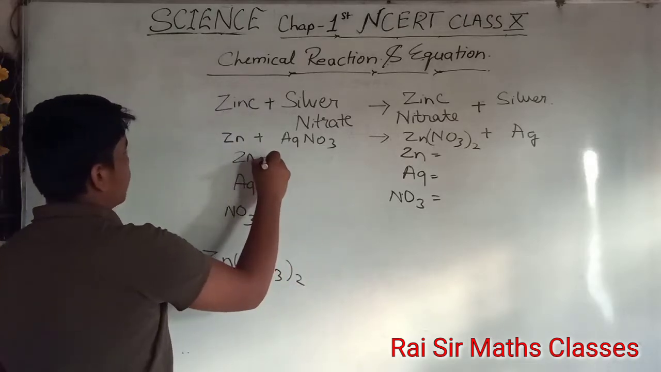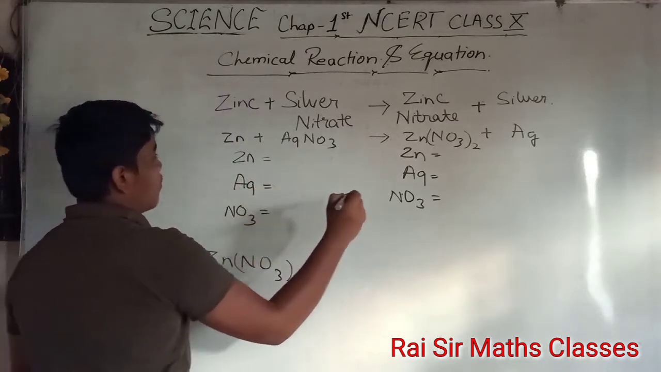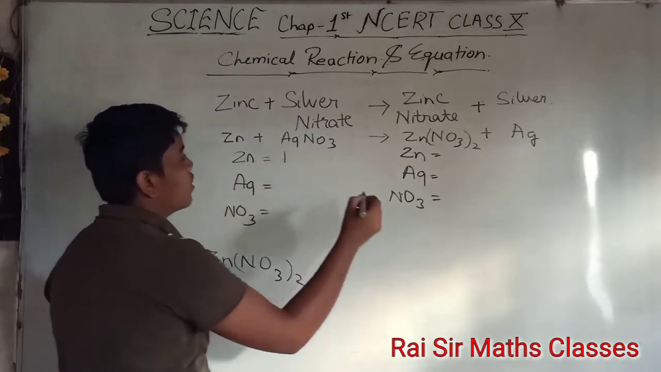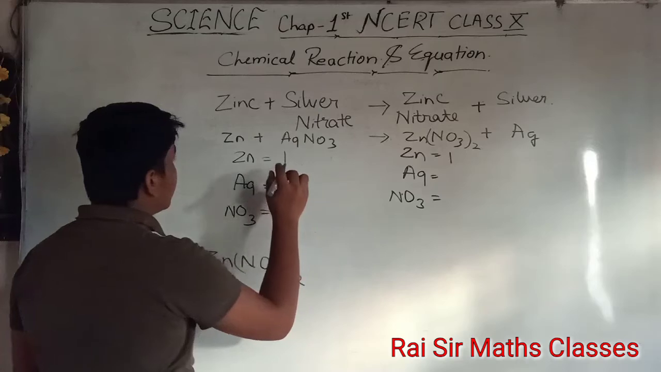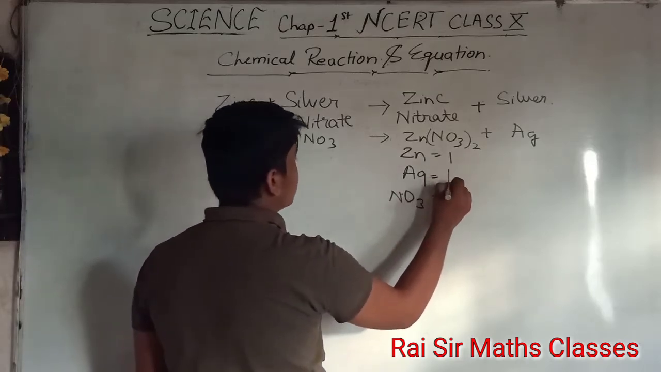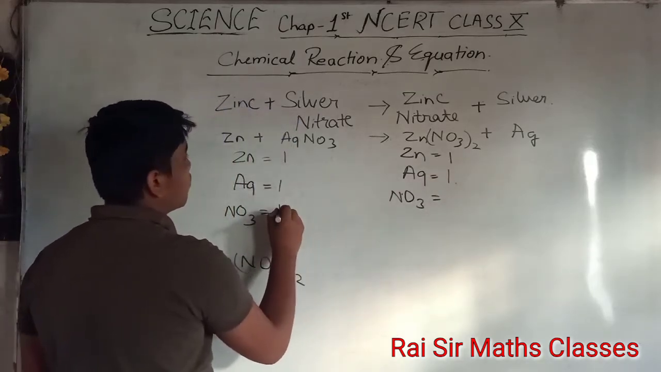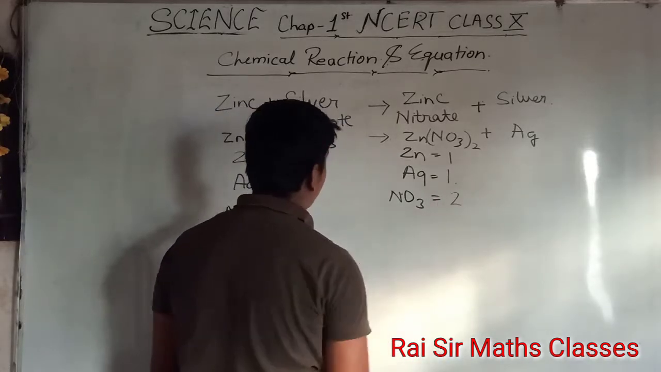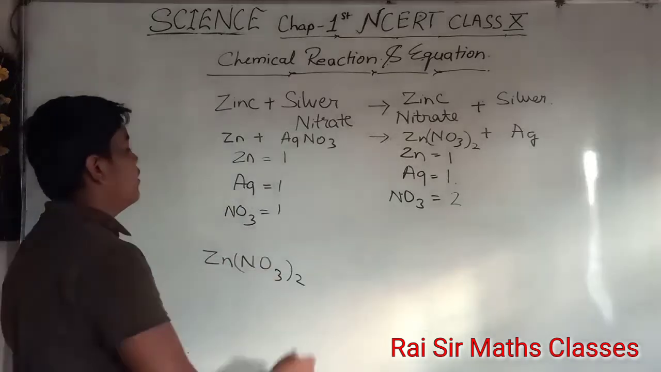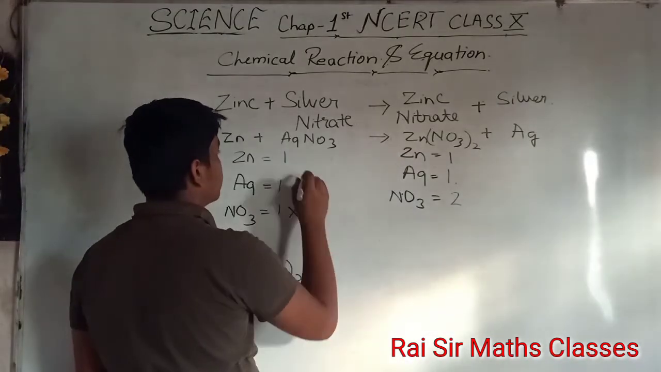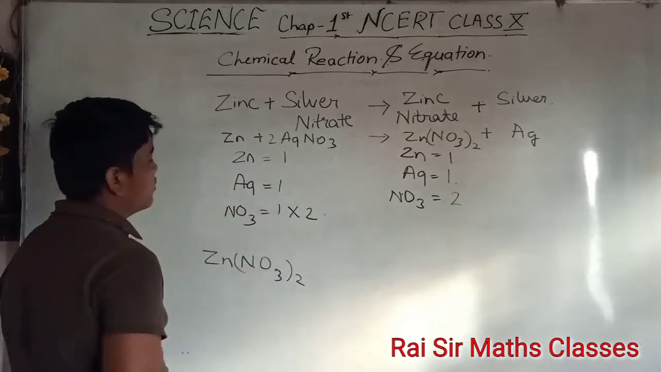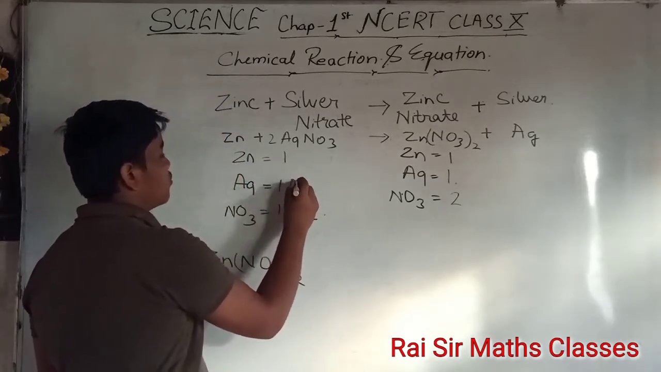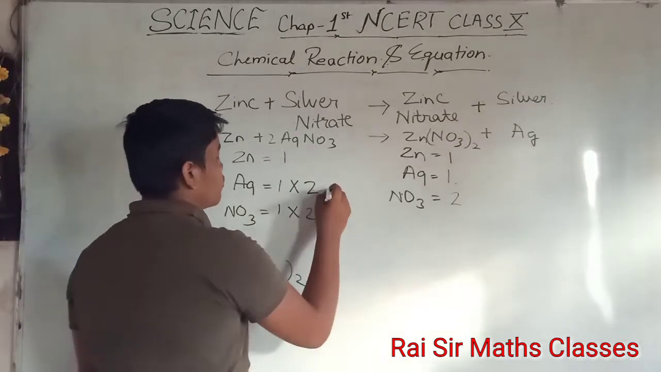So now we are going to write the number of atoms comprising each. Here we are having zinc 1, zinc 1, Ag 1, Ag 1, NO3 1, but we are going to have NO3 2 here. So we have to multiply it by 2. So we are going to get like this. Now Ag becomes 2. So we have to also multiply it by 2.